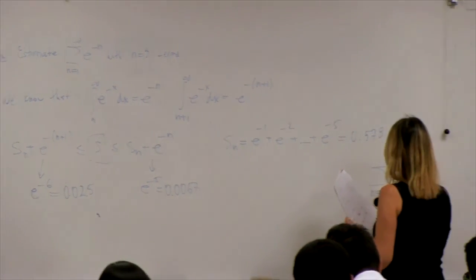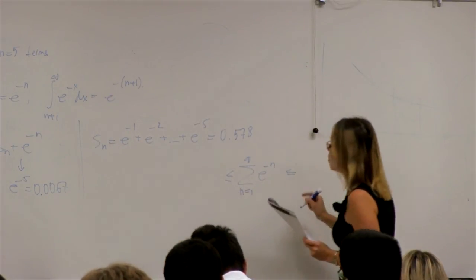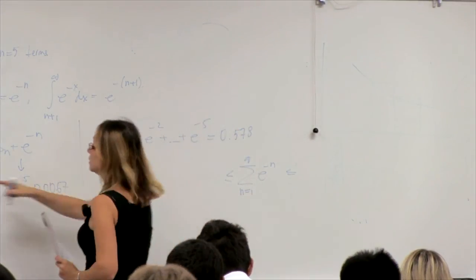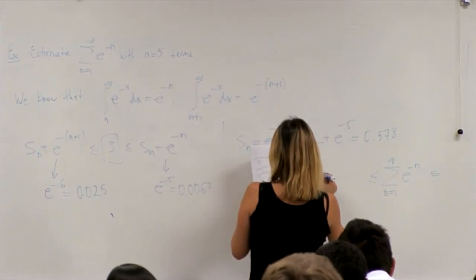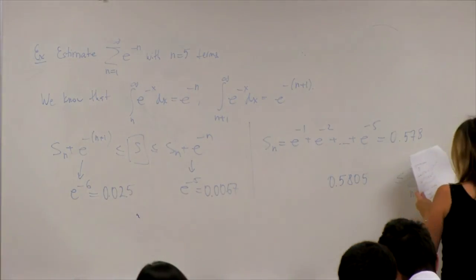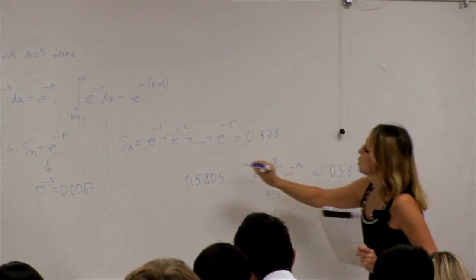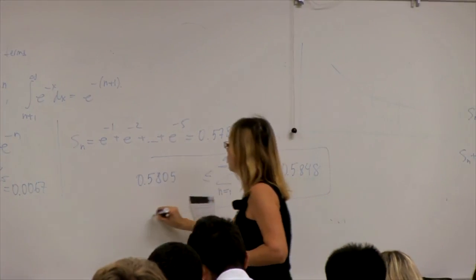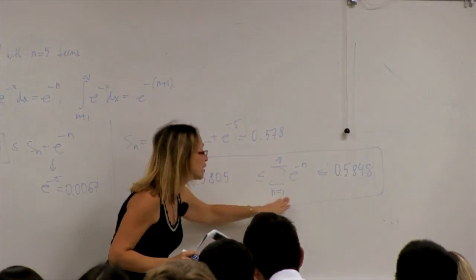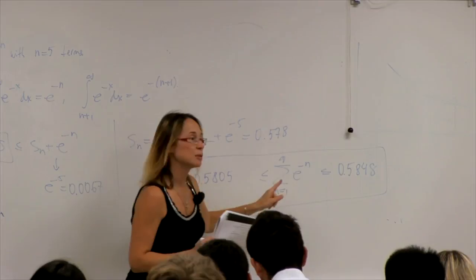So let me write that down to summarize. So I have no idea what this quantity actually is, but I know that it's greater than something, and I know that it's smaller than something. So here I add these two. I get 0.5805. And here I have 0.5848. Okay? So by using only 5 terms, I was able to create a window that tells me that my actual infinite sum is greater than this number, and it's smaller than this number. And it's pretty tight, as you can see.